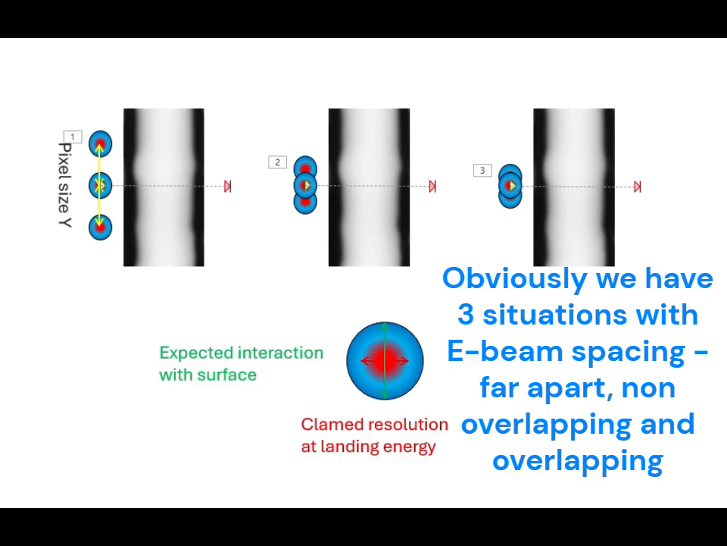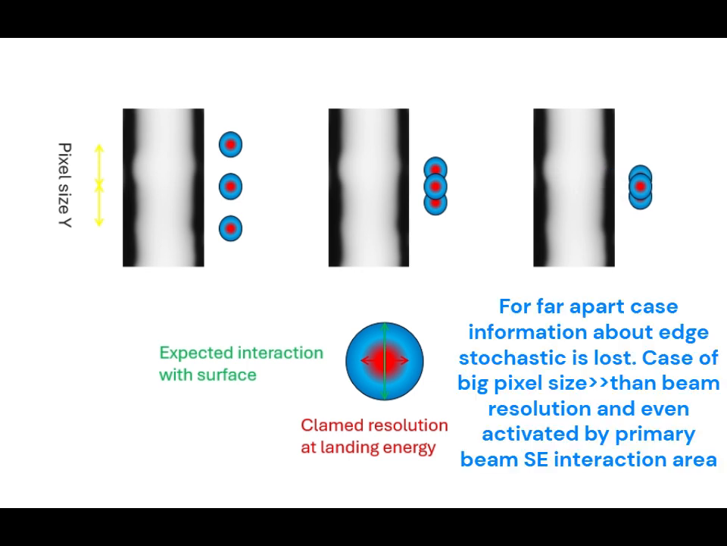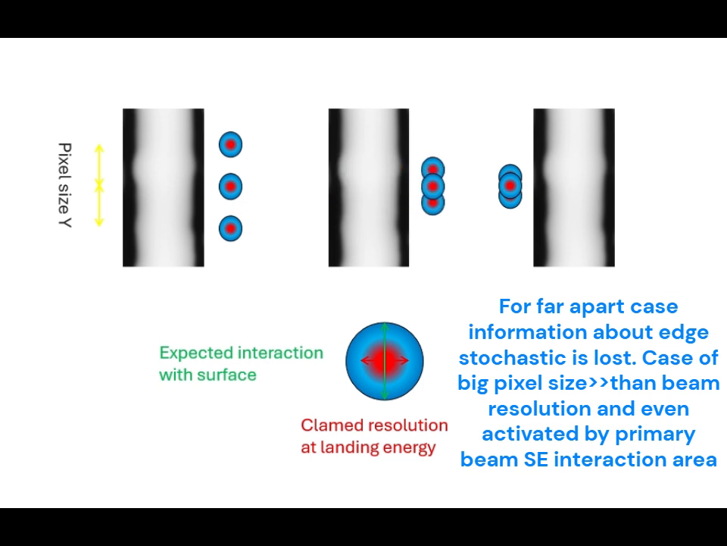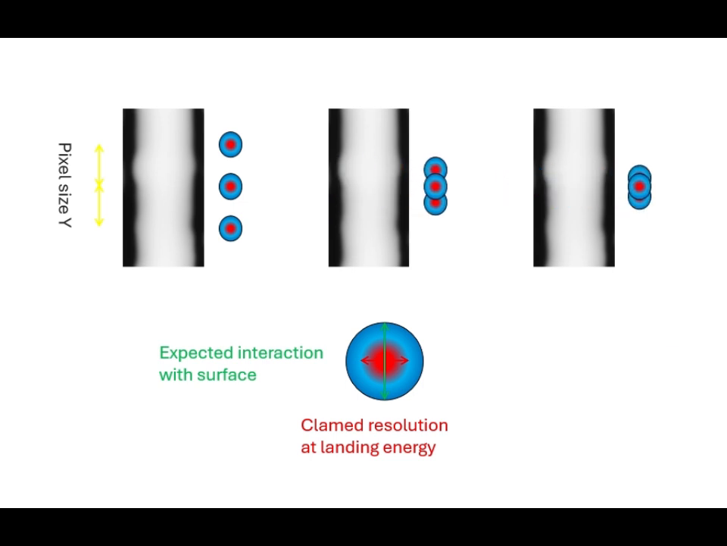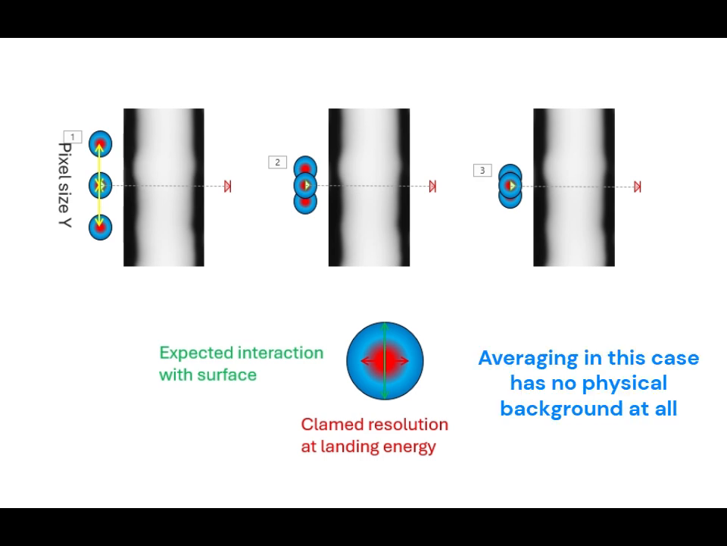Obviously, we have three situations with E-beam spacing: far apart, non-overlapping, and overlapping. For the far apart case, information about edge stochastic is lost. This is the case of big pixel size, significantly higher than beam resolution, and even the area activated by primary beam SE interaction. Averaging in this case has no physical background at all.